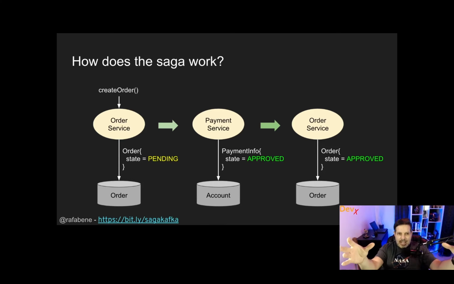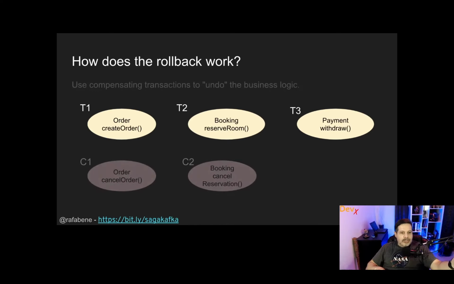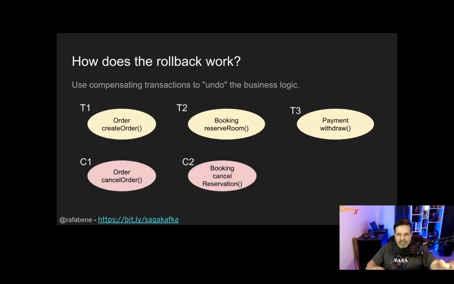So how does the Saga work? First, the order is created in a state of pending. Then when the last service is called and the payment is approved, the order is finally moved to approved. Okay, so what about the rollback? For each transaction, we need a compensating transaction. So to create an order, we have the cancel order. To reserve a room, we have the cancel reservation.